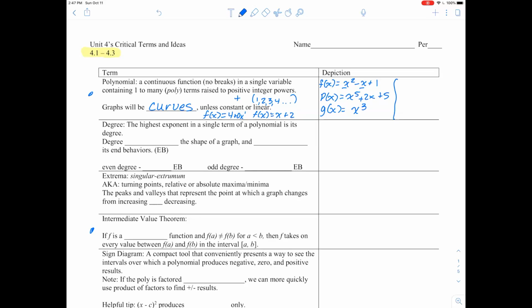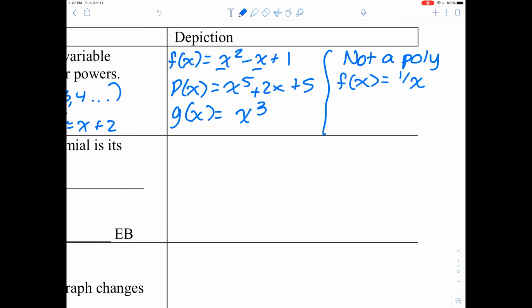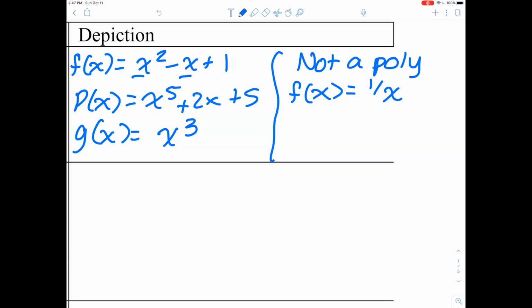Okay, not a polynomial would be something like this. f of x equals 1 over x. That's not a polynomial because that's a rational function. The x is in the denominator. I could actually write 1 over x as an exponent, x to the negative 1. So that could also say f of x equals x to the negative 1. That's not a polynomial because the exponent on the x has to be a positive integer, not negative.